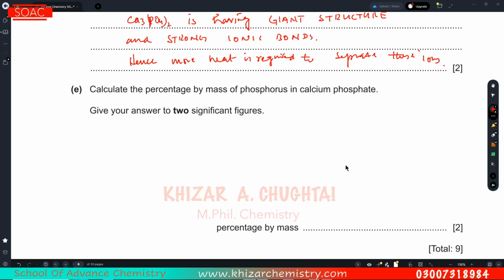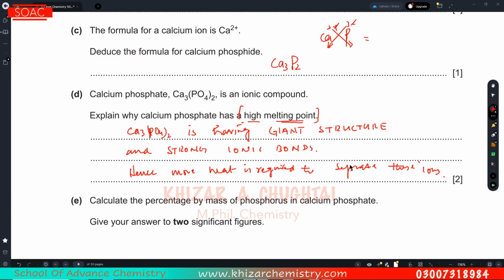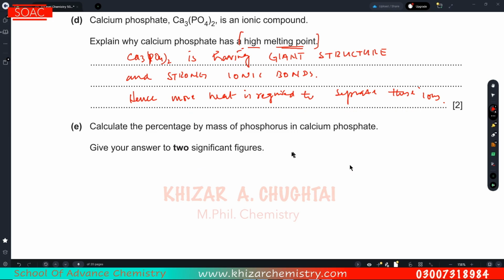Calculate the percentage by mass of phosphorus in calcium phosphate. So first of all, you need to know the formula mass of calcium phosphate, Ca3(PO4)2. The Ar of calcium is equal to 40, the Ar of phosphorus is equal to 31, and the Ar of oxygen is equal to 16.